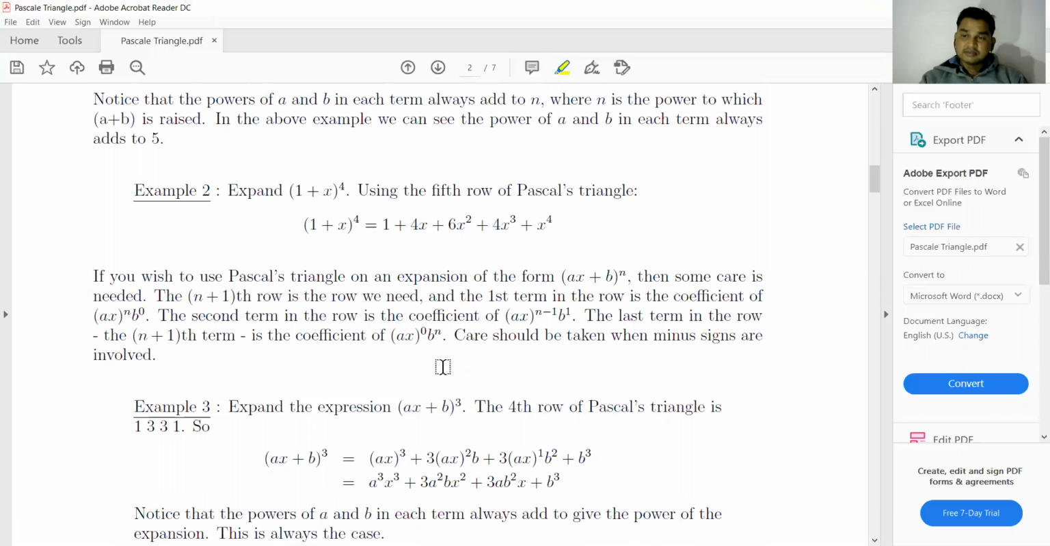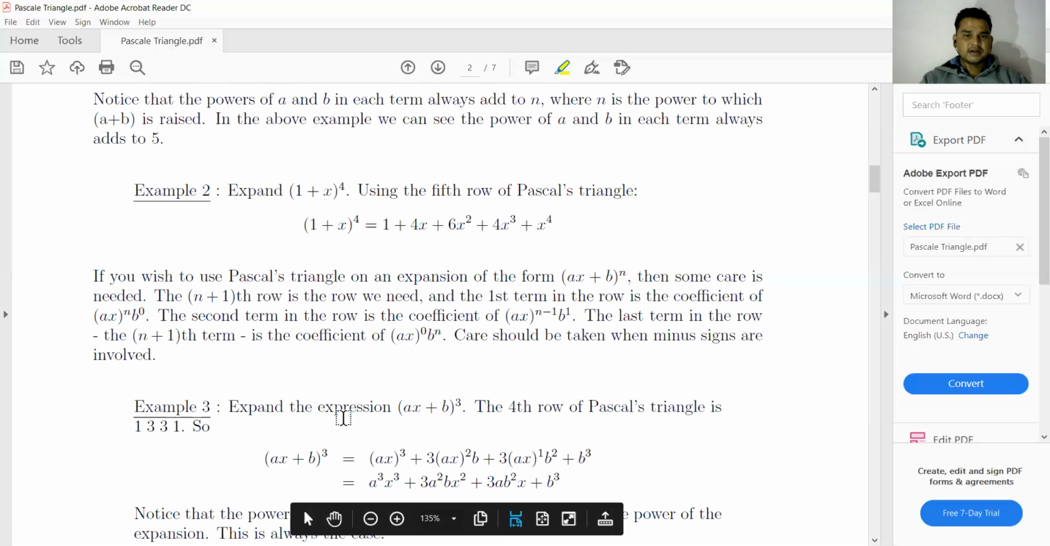But there are some tricky questions which may be asked in the exam, and you have to identify that this question may be solved by using the Pascal triangle. So this is the beauty of mathematics. This is the beauty of the Pascal triangle. You have to only identify which row to use. Just by identifying the rows of the Pascal triangle, you can solve the expansion very easily.